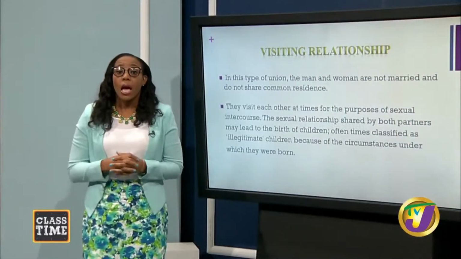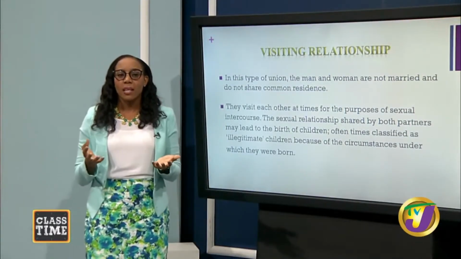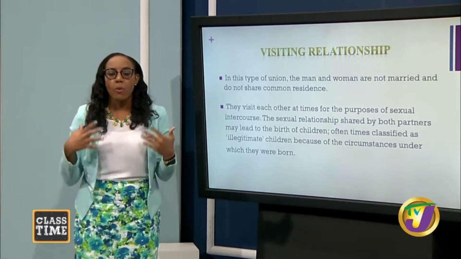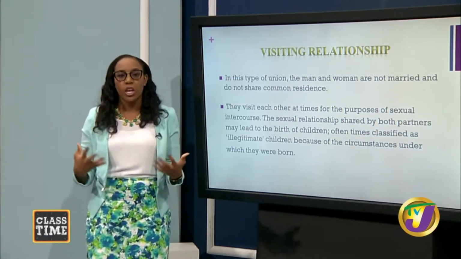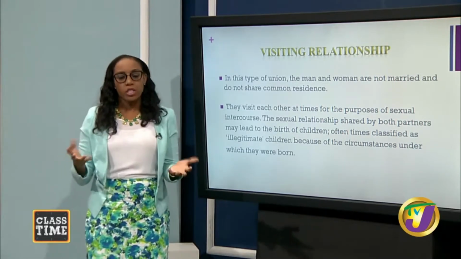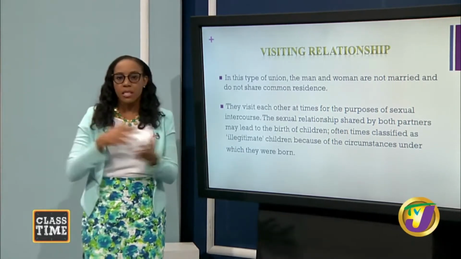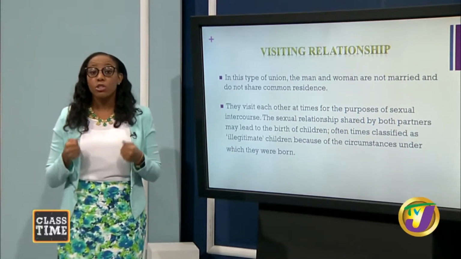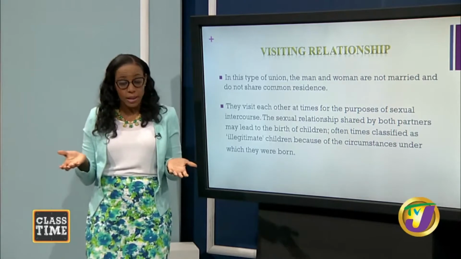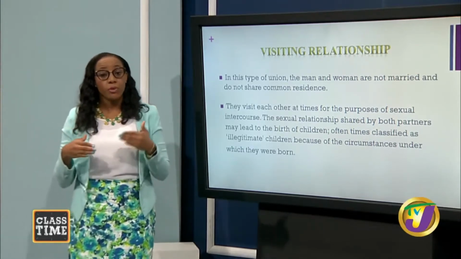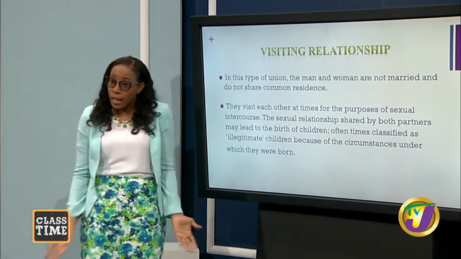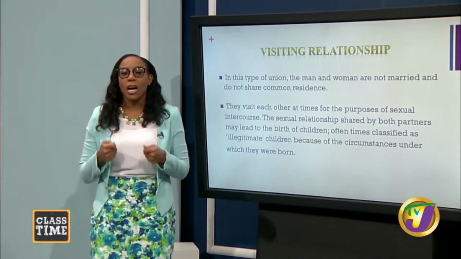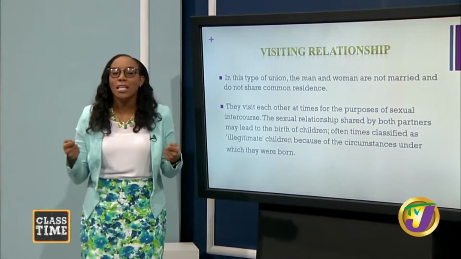However, it happens. It can also be that they just decide that they want to be single, and whenever they want to satisfy that sexual urge, they engage in sexual activities. They visit each other whenever they want. This, though, may lead to children, because it's sex, right? You just want one sperm to fertilize the egg and call it a day. So that can happen. These children are often called illegitimate children.